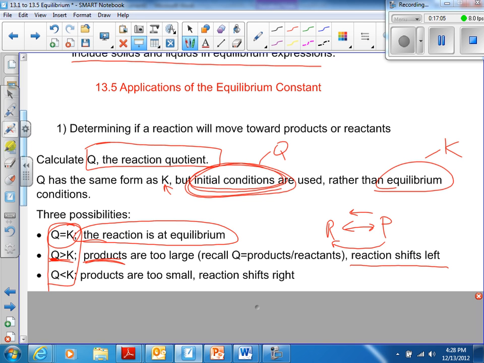However, we still say the products are whatever's on the right side. If the reaction is reversing, shifting toward reactants, we do not say that the products are now reactants. Reactants and products are defined by what you wrote when you wrote your reaction down. Okay, back to here. Third possibility, Q is less than K.